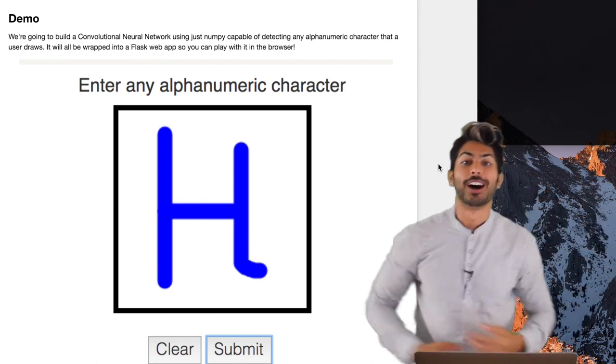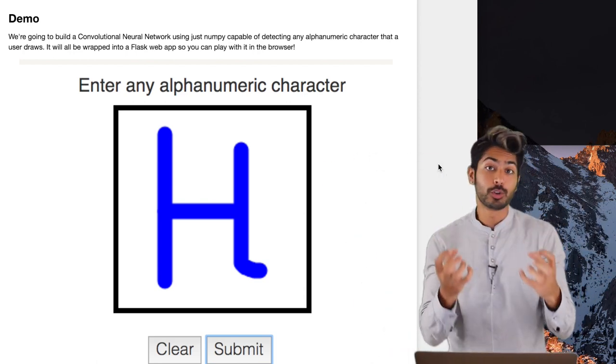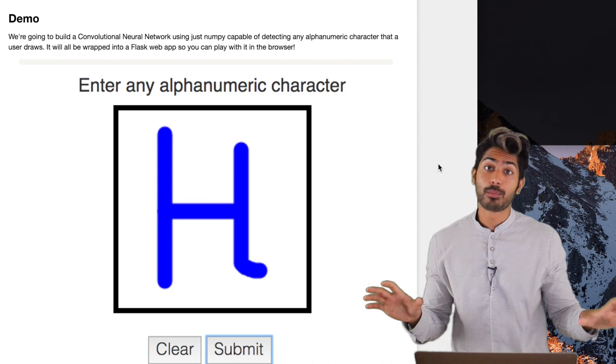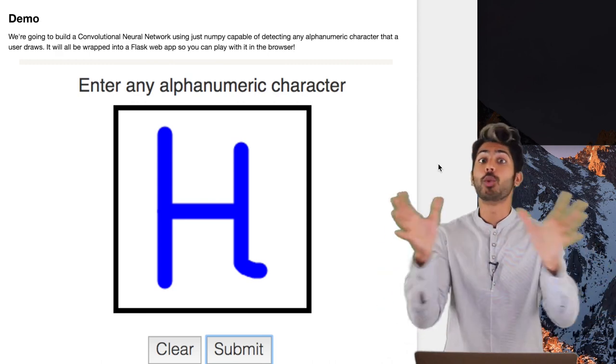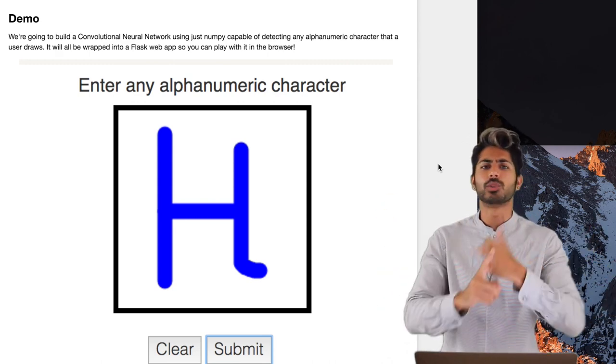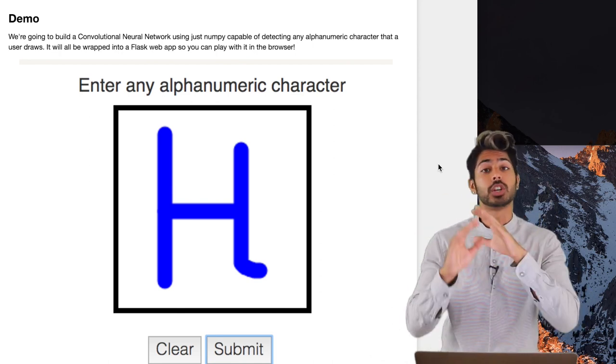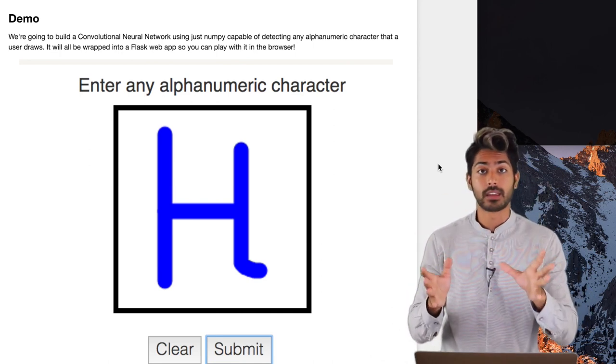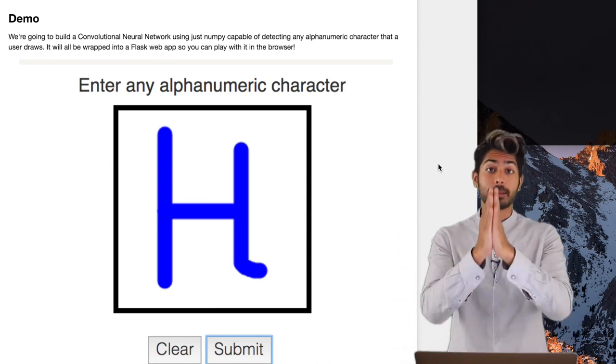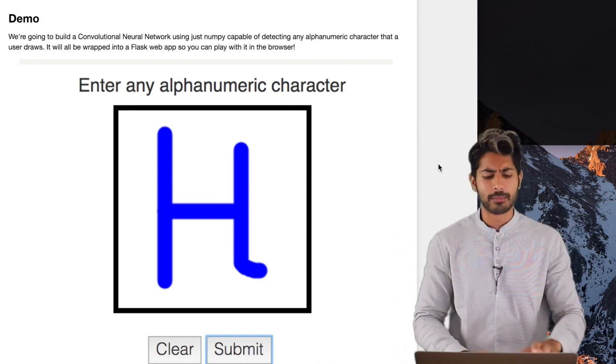Hello world, it's Siraj, and we're gonna build a convolutional network using no libraries. I mean, just NumPy, but no TensorFlow, no PyTorch, none of it. We're gonna look at the math behind it, and we're gonna build it with just NumPy for matrix math in Python.